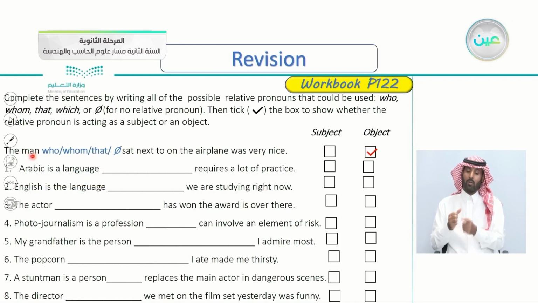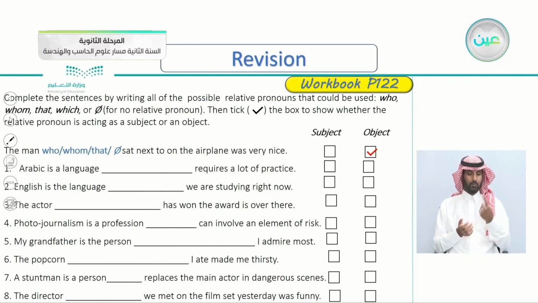The man, who, whom, that, or no relative pronoun, because we can remove it. We can just say the man sat next to on the airplane was very nice. So the man, who, whom, that, or this sign for no relative pronoun, sat next to on the airplane was very nice, because here it's referring to the object.